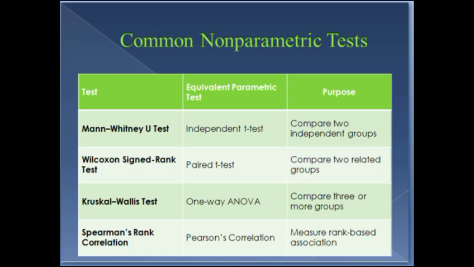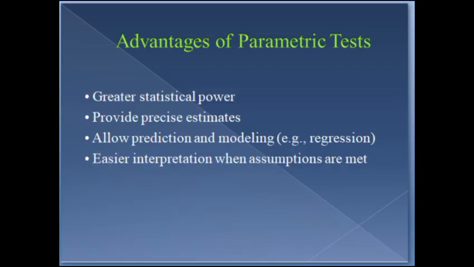Wilcoxon signed-rank test, equivalent to the paired t-test, compares two related groups. Kruskal-Wallis test is equivalent to one-way ANOVA and compares three or more groups. Spearman rank correlation, equivalent to Pearson correlation, measures rank-based association.